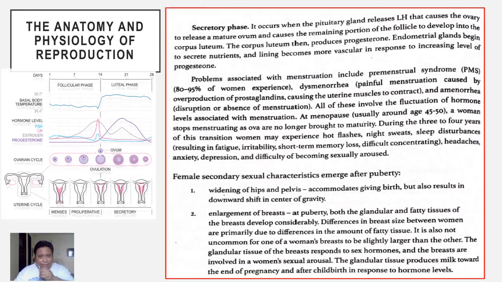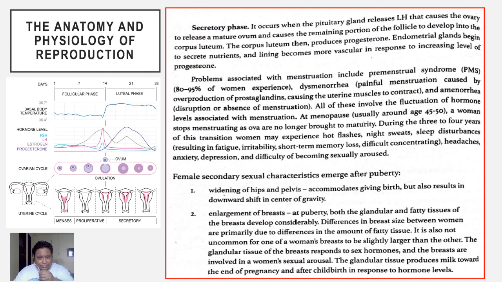In the secretory phase, after the ovulation period comes the secretory phase. It occurs when the pituitary gland releases LH that causes the ovary to release a mature ovum and causes the remaining portion of the follicle to develop into the corpus luteum. The corpus luteum then produces progesterone. Endometrial glands begin to secrete nutrients and the lining becomes more vascular in response to increasing levels of progesterone.